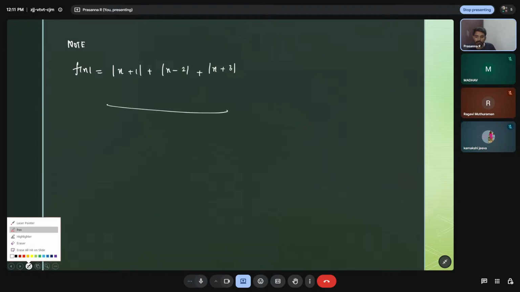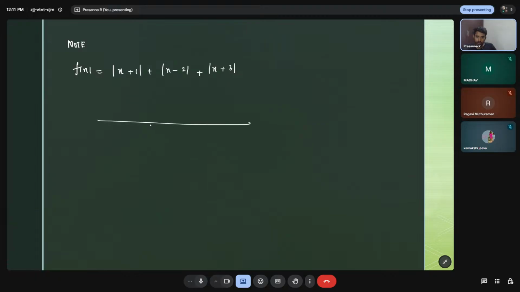Can I break one more function also? For example, let's discuss the continuity of mod x plus 1 plus mod x minus 2 plus mod x plus 3. Can you break this function? First, you put a real line, minus infinity to plus infinity. You mark the zeros. Zeros are minus 1, plus 2, and minus 3. So minus 3, minus 1, and plus 2. Now you redefine the function.